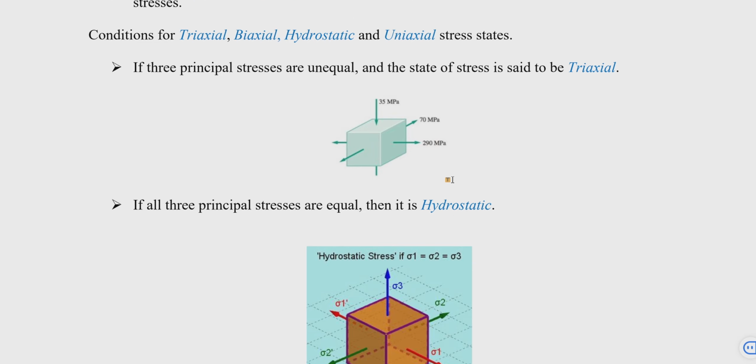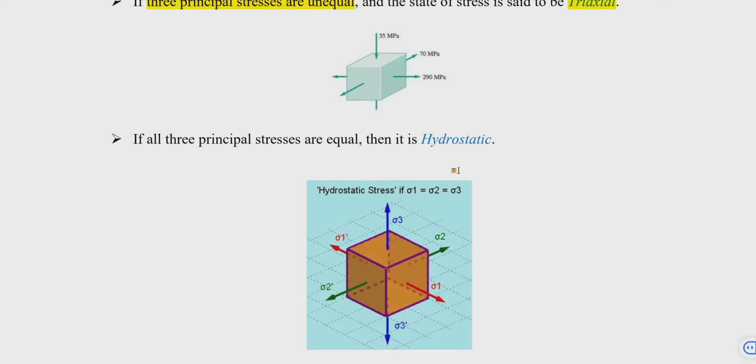First one is a triaxial stress state. For this stress state, it is important that all three principal stresses are unequal. As shown in this diagram, sigma 1 value is 290, sigma 2 value is 70 and sigma 3 value is 35. So here sigma 3 value is compressive in nature. That means the stresses can be compressive or tensile or a combination of both. So this is called as triaxial stress situation.